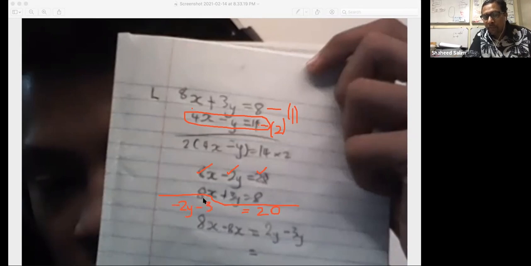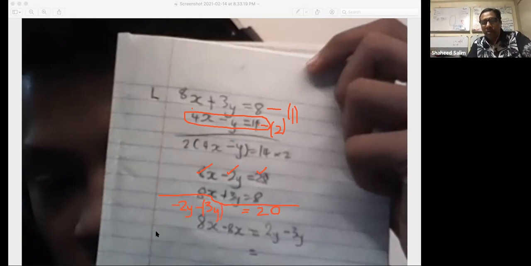If you're confused, I'll put it in bracket also down here. Yeah, I put in bracket. This one is plus 3y, right? When we remove the bracket, it becomes minus 2y minus 3y. Can you see? Equals to 20. So you owe $2, you owe $3, altogether you owe $5. Equals to 20.